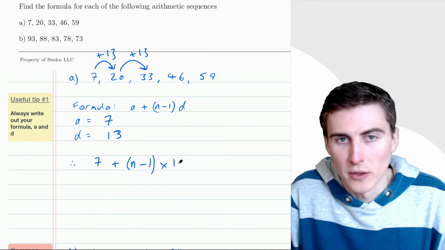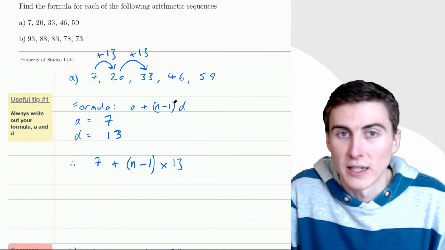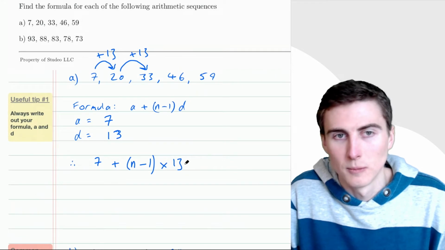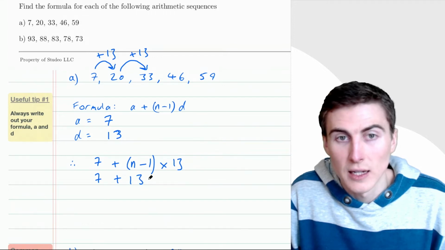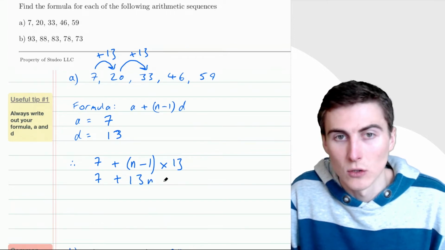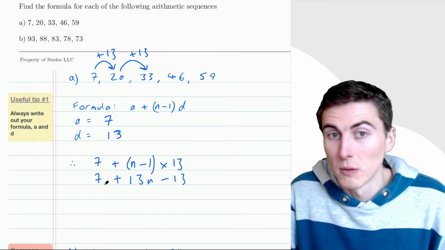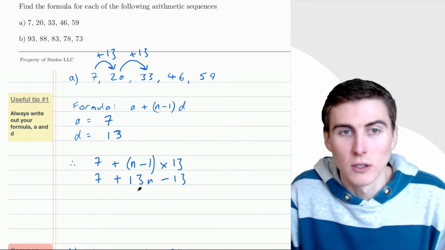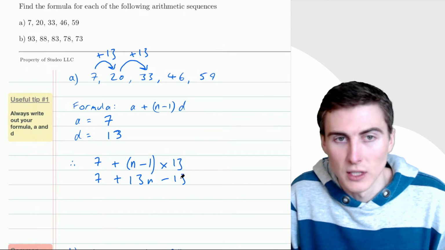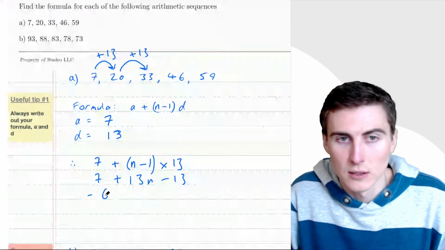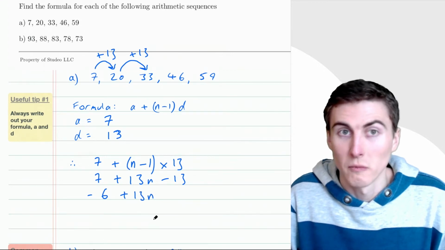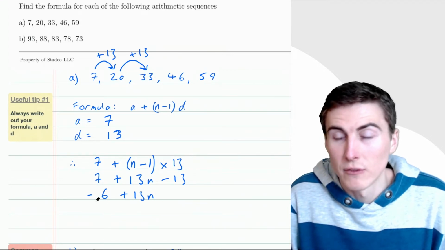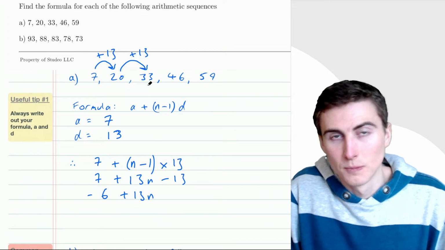So I'm going to times it by 13. Remember, because the d is next to the bracket, it means times. So times 13. Then we expand that, and we get 7 plus n times 13, so 13n, and minus 1 times 13, so minus 13. Basically, we're there now, but we just need to simplify it down. 7 take away 13 is minus 6. And then I have to add the 13n. And that's it. We now have the formula for this specific sequence.